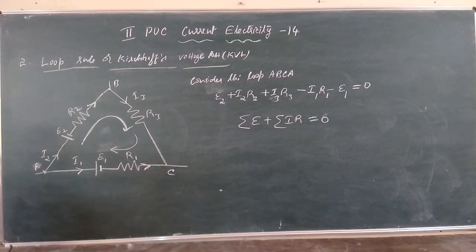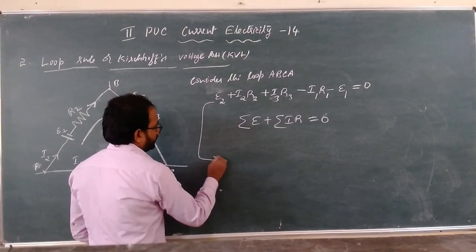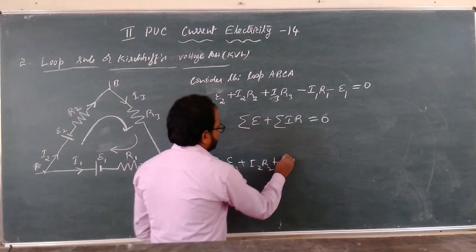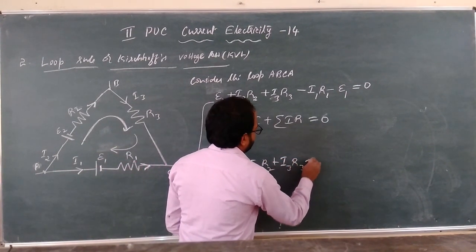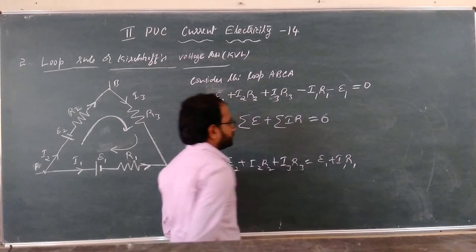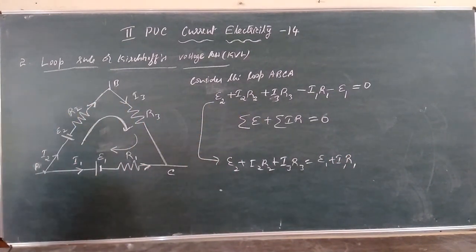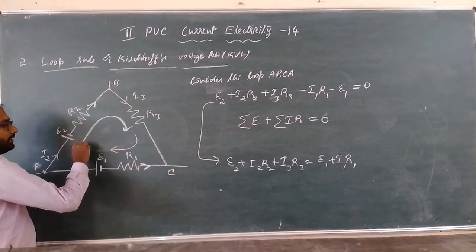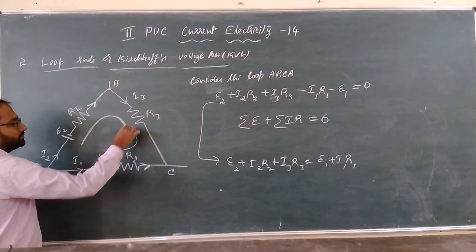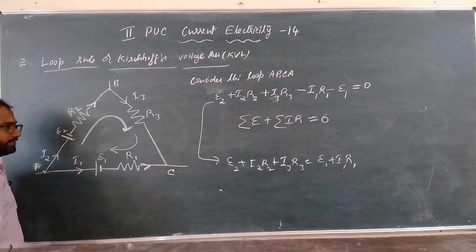So this equation can be written as E2 plus I2 R2 plus I3 R3 is equal to E1 plus I1 R1. You can also choose the opposite direction. I have chosen the clockwise direction as the direction of traverse. You can also choose the anti-clockwise direction.